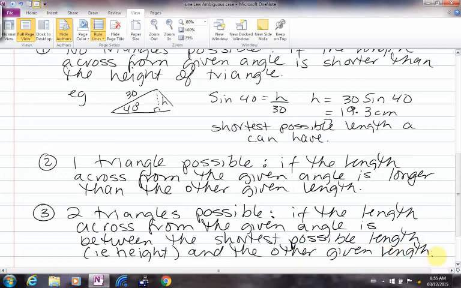So as long as this side, this is the key side, this length, this is the one we have to check. As long as this one is between the length of the other given side, which is up here at the top, and the height, which we would calculate, if that's true, if it's between this and the height, then I can make two triangles. One with the obtuse angle at the bottom and one with an acute angle at the bottom. Okay, everybody still with me?